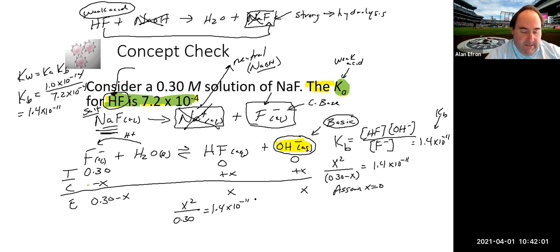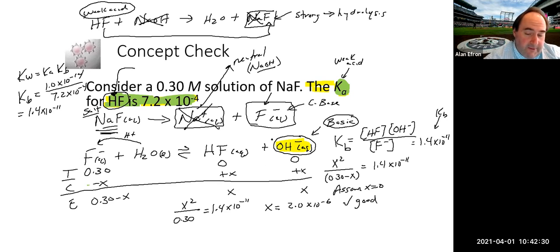Then take the square root. So 0.3, square root it. Going to end up with a value of, we'll call it, X is equal to 2.0 times 10 to the minus 6. We do want to check it, so we're going to divide by 0.3 times 100, and we are good. We're not even 1%. And again, in a lot of cases, you will be pretty good on this, so the check is good here.